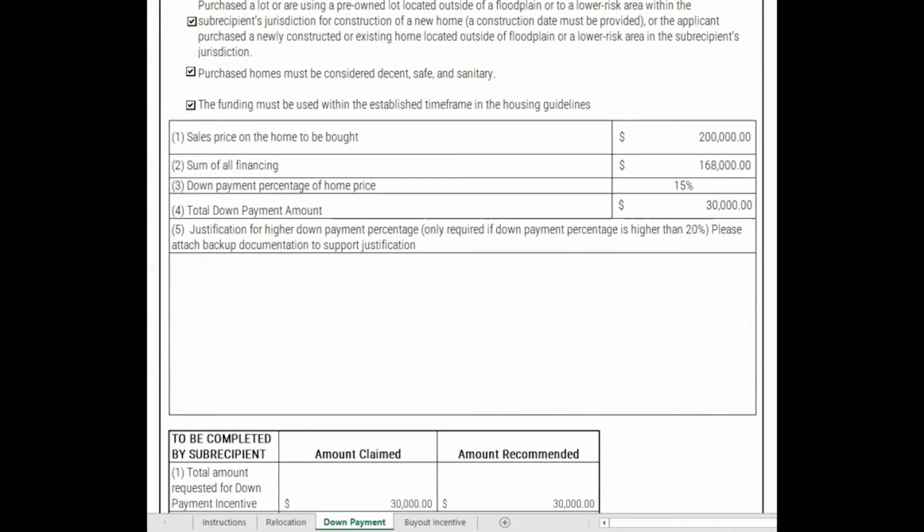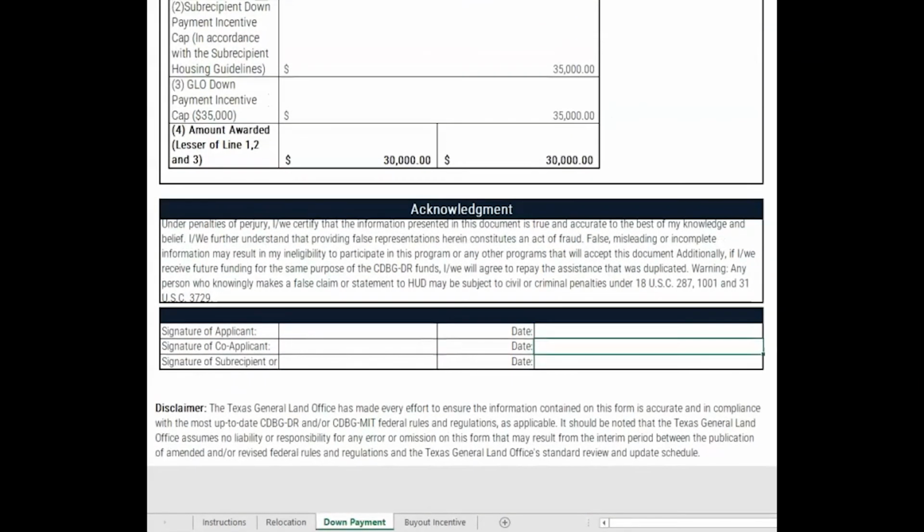Finally, the applicant and co-applicant should sign and date the acknowledgement located at the bottom of the page. The acknowledgement states that the applicants and subrecipients certify that the information presented in this document is true and accurate to the best of their knowledge and belief, and that they understand that providing false representations herein constitutes an act of fraud. False, misleading, or incomplete information may result in ineligibility to participate in this program or any other program that will accept this document. Additionally, if they receive future funding for the same purpose of the CDBG-DR funds, they will agree to repay the assistance that was duplicated.